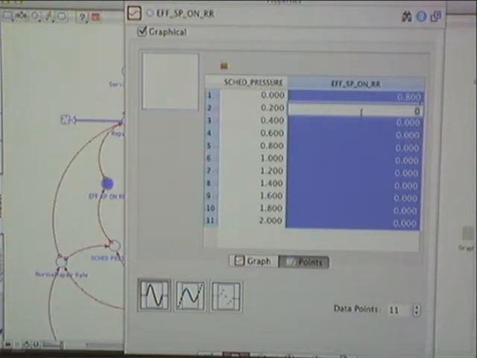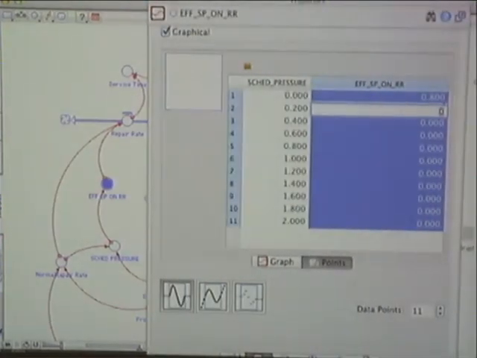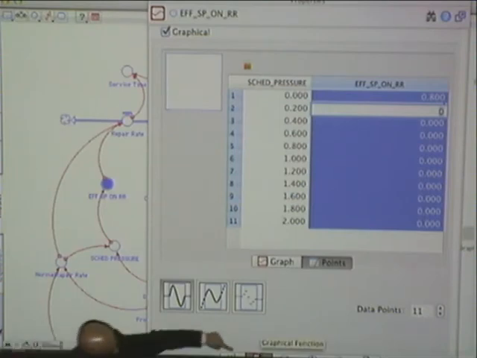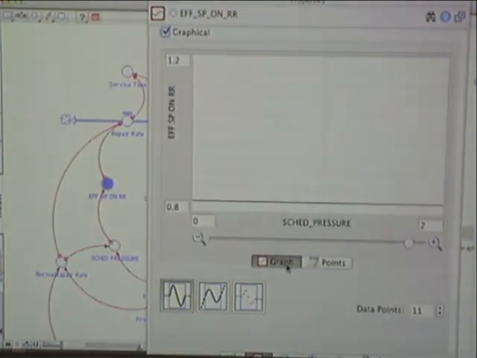Rewind. This variable. Okay, so the repair rate. This one. How do you get here? Okay, I don't know. I'll do it again. When you double click here, you get these equation stuff and all that. Then you go down here and you get the table, right? The red thing here. Now you cannot see it, but then you click on the graphical, right? And now you would have this display.